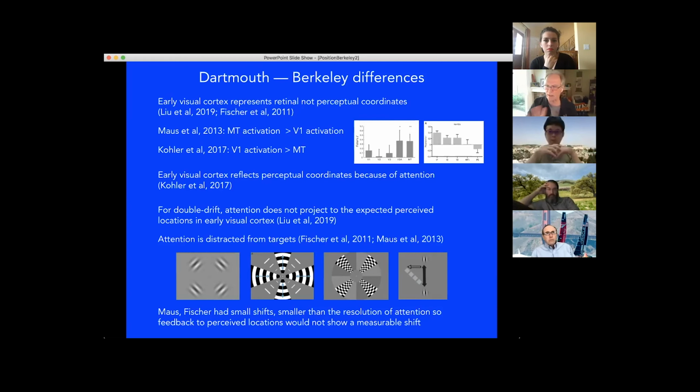So that's my thinking. I don't have any way to prove that, but I think that all these studies are saying the same thing, but because of the size of the effects used in the Dartmouth studies, attention had the chance to project back some very easily detected offsets in area V1, and to not send them back when the offset was 5 degrees, because in fact the attention was feeding back to the physical location, is our conjecture, not the perceived location. So that's my take on the Dartmouth-Berkeley differences. I hope that is okay with you, Gerrit.